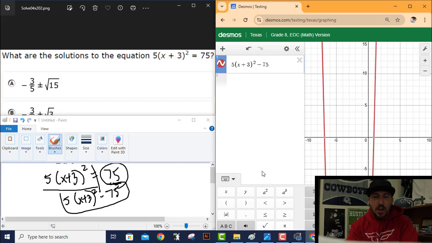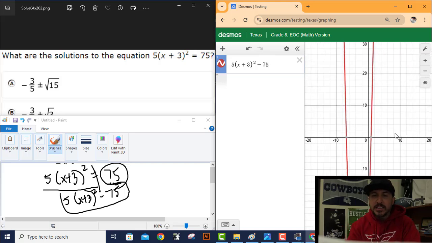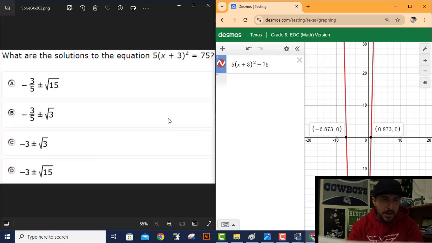I get a picture. Oh my gosh, it's a U. Of course it's going to be U because there's a little 2 on the top. So let me zoom out so I can see it, okay? Go where he touches the x line. It's here and it's here. So I'm looking for an answer that says negative 6.8 and a positive 0.8. Let's see. Let me minimize this guy. Whoa, I don't see any of those.